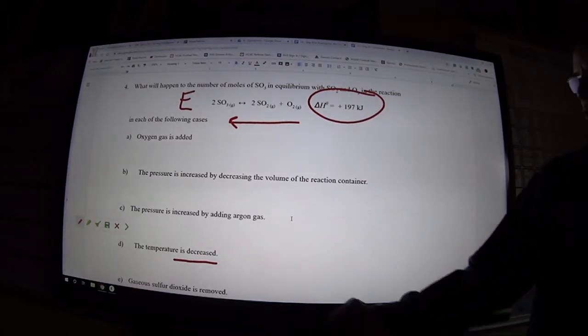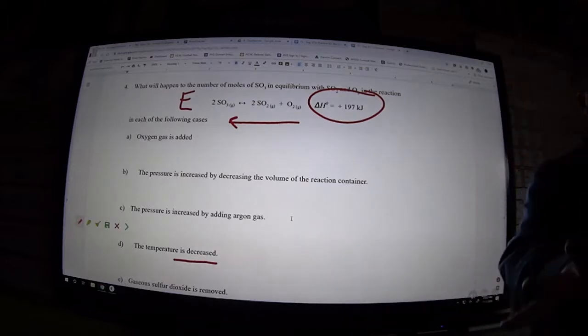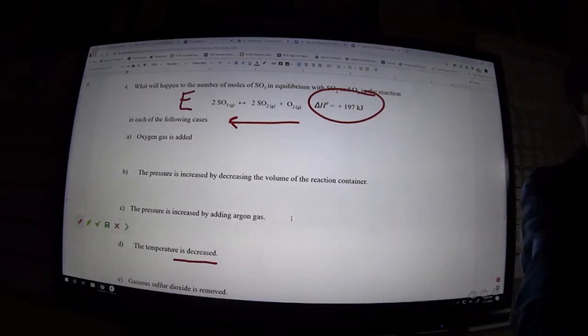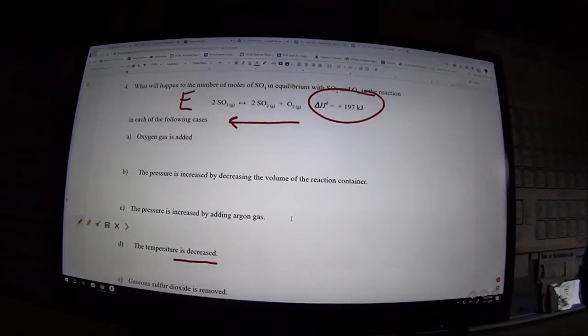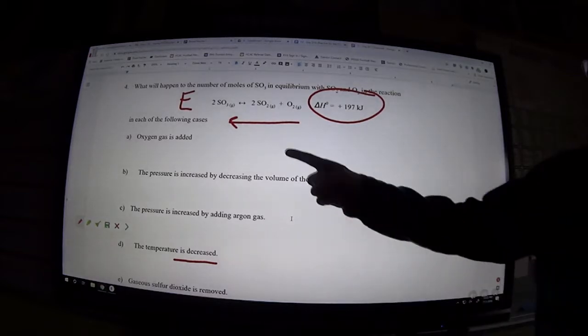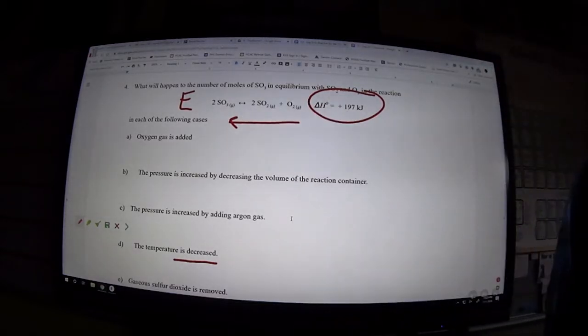Wait, so if the temperature is going down, that means I'm putting heat into it. Or, I'm sorry, in this case, I'm removing it. I'm putting it in an ice bath, so the ice is absorbing the energy. It's taking the energy away. Now, you're confused because it says it's endothermic.